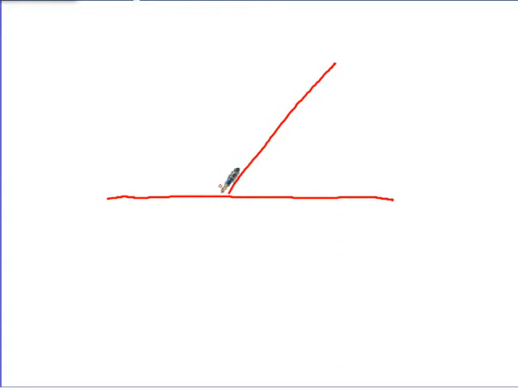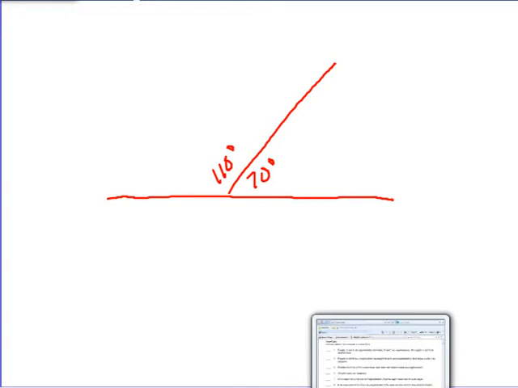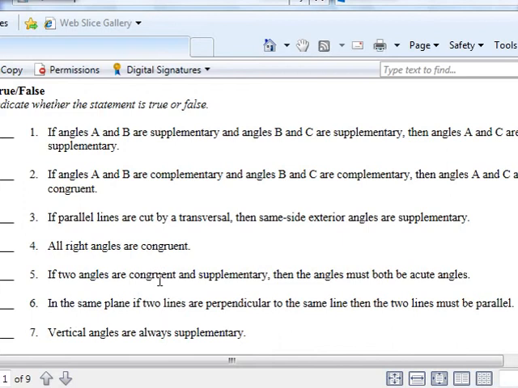There's only one scenario where these 2 angles would be congruent. Megan, what would that scenario be? Because this would be like 70 and 110. They're supplementary, they add up to 180, and they're the same size. They would both have to be how big? Right, straight up and down. That's the only way for them to be congruent, if they are both 90. So this says if 2 angles are congruent and supplementary, then both angles must be acute angles. False. Both angles must be 90-degree angles.